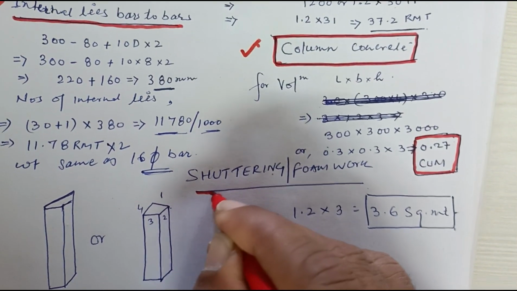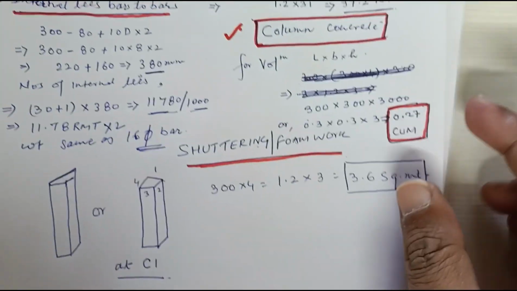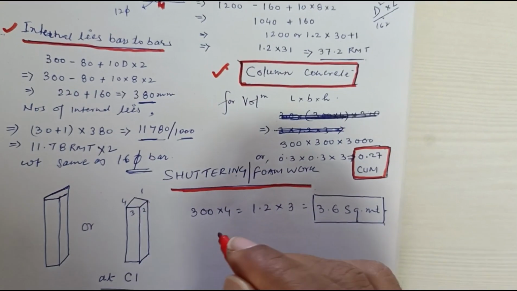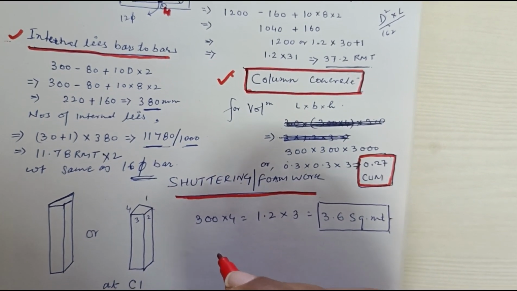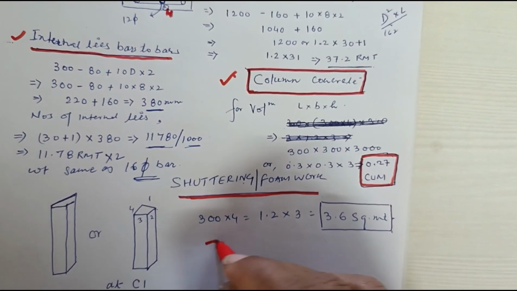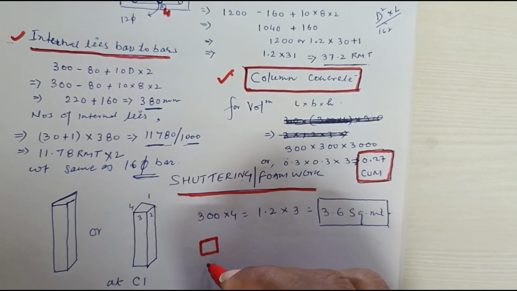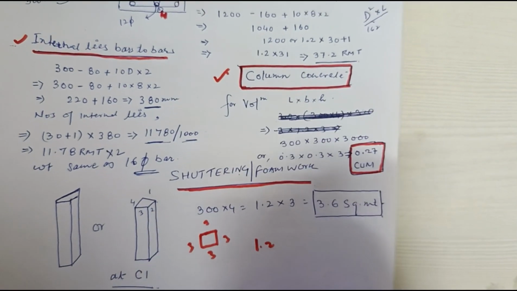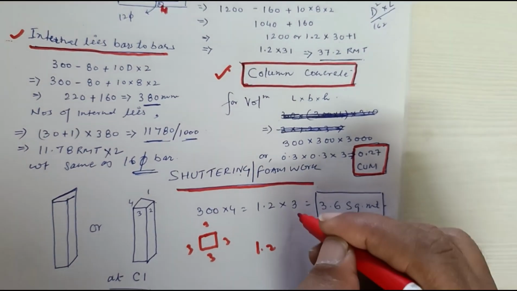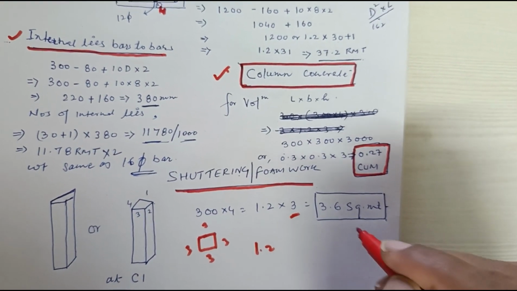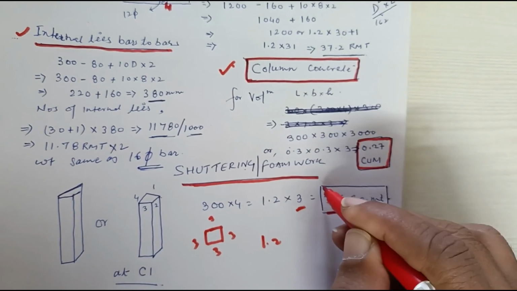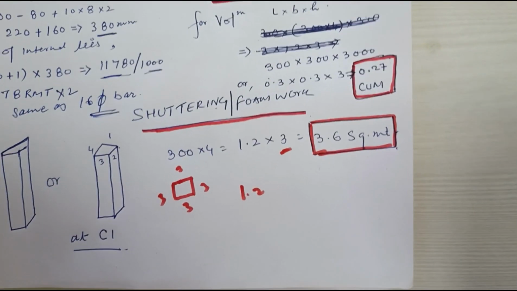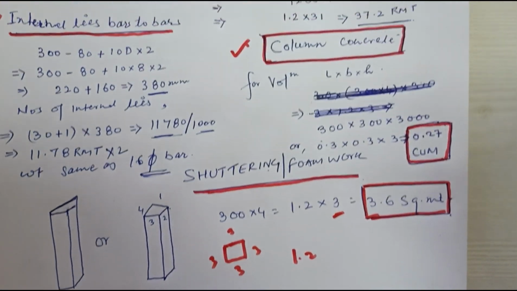Now we are talking about the form work or shuttering. Okay. This shuttering work or form work is very simple. Already we have discussed earlier also in videos. 300 is one side, then you have to take all four sides. Okay, all four sides you will take. This will be 3, 3, 3, 3 and it will become 1.2, right? Then 1.2 meter into 3, then what you will get? 3.6 square meter. This is your shuttering work. Okay, this is shuttering required.